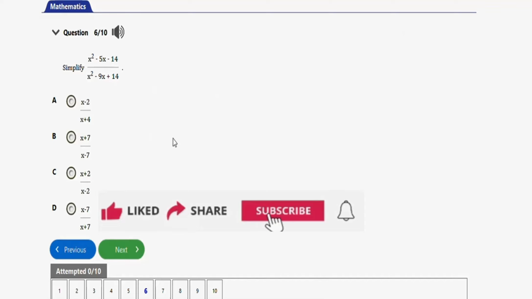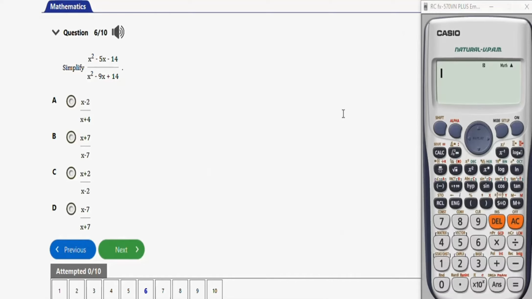Okay, so let's solve this question. Let's get a calculator. Alright, so for this question, we only have one variable here, x. So our x is still stored as 2 on this calculator. We have not reset this calculator, so this 2 is still stored. Let's use this stored 2 to simplify the fraction we have here.